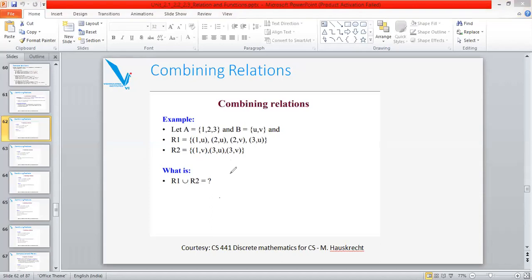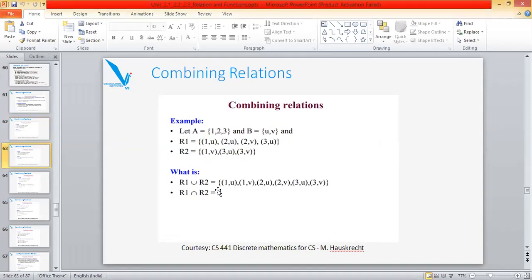Find out the union. Just consider each ordered pair as a single element of R1 and R2. Yes, only (3,u) is your repeating element, so (3,u) will be written down once only. I'm just writing it down, I will show you an example answer for the same. Just cross check and we'll jump to the next. So R1 union R2 has all the elements, and (3,u) is written down once only.